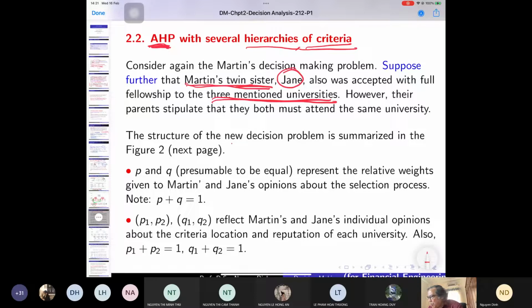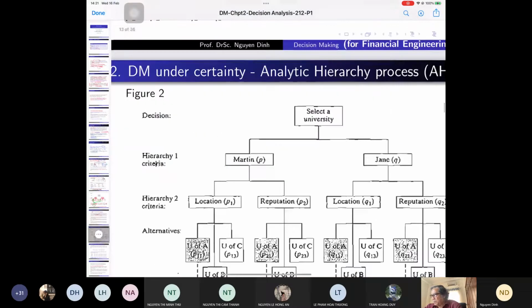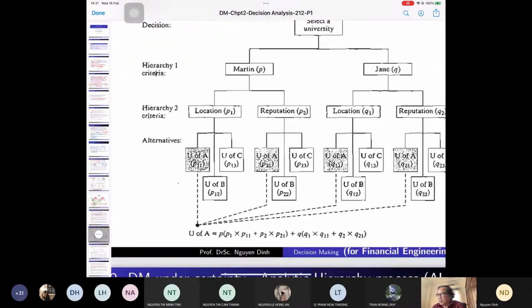The structure of the new decision problem is summarized in figure 2, in the next page. We look at the next page. The first one, hierarchy 1, hierarchy 2. For Martin, you have here the left part. So it's the same like before. Martin thinks of the location here.